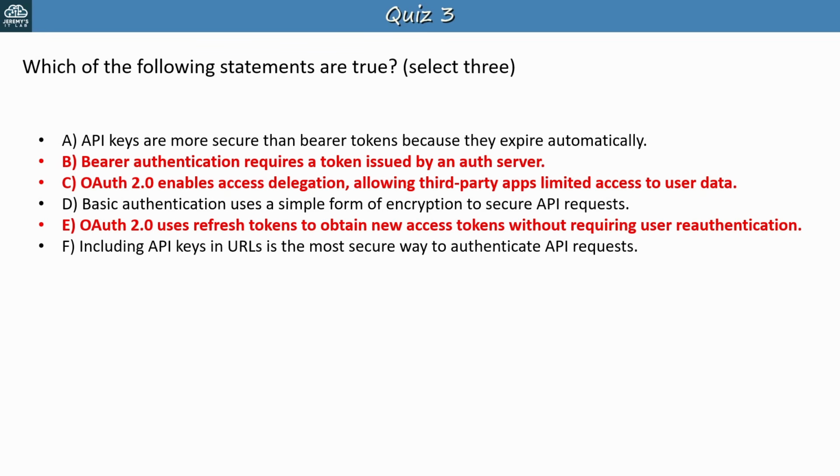A is incorrect because API keys do not expire automatically. For this reason, they are considered less secure than tokens. D is incorrect because basic authentication doesn't use encryption. Instead, the username and password are encoded in base64 format, which is easily reversible. Finally, F is incorrect because API keys should not be included in URLs. Instead, they should be included in the HTTP authorization header, as this is more secure. Okay, that's all for the quiz.